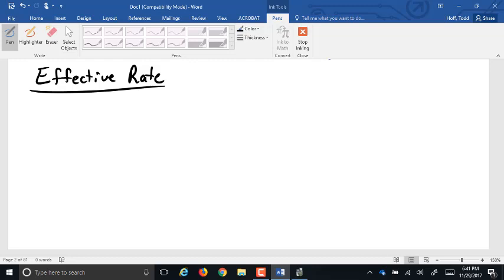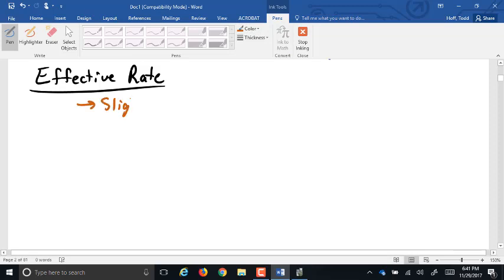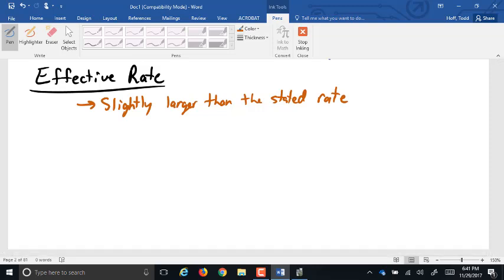So effective rate, when we're looking at compound interest, is always going to be slightly higher, slightly larger than the stated rate. Now, slightly could be a couple of hundredths up to close to 0.5%, depending on how often it's compounded and how big the rate is.